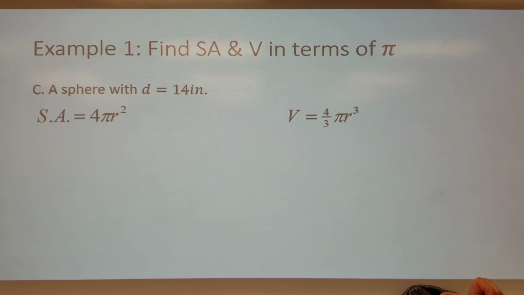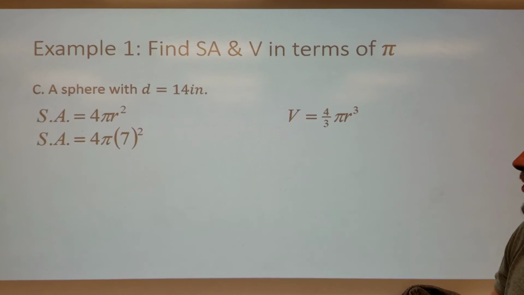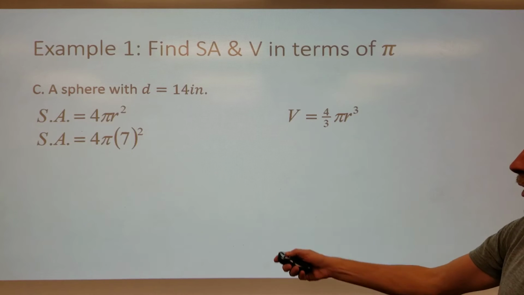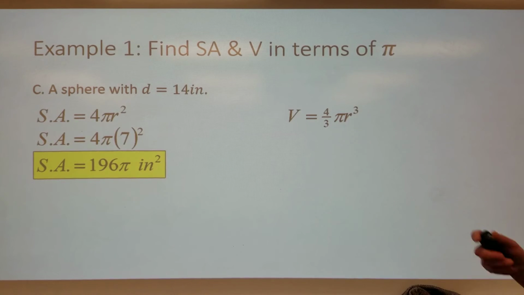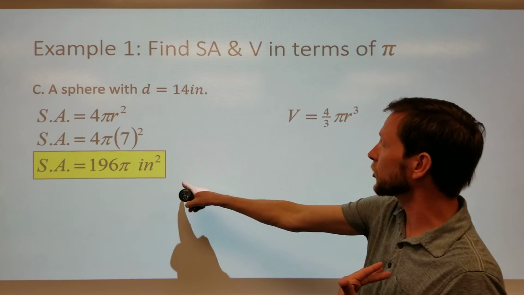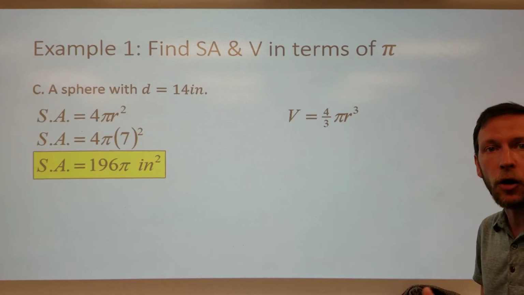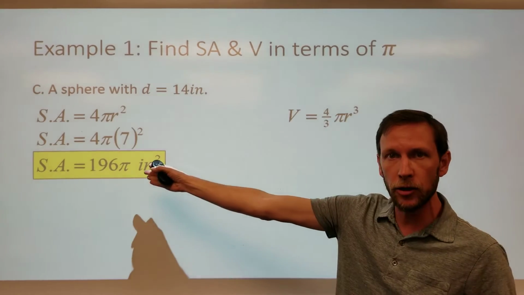Here our diameter is 14, which means our radius is 7. And so on the surface area side, things work out fine. 4 times 49, we get 196 times pi, and that's squared units, whatever our units are. In this case, it's inches. But on the volume side of things, don't let this confuse you. Let the calculator do the work. Just like you're letting the calculator do the work here.